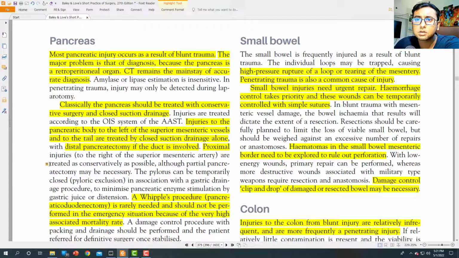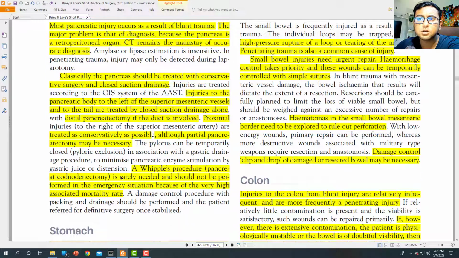Proximal injuries are treated conservatively. Partial pancreatectomy may be necessary. A Whipple's procedure, that is pancreaticoduodenectomy, is rarely needed and should not be performed in an emergency situation because of the high associated mortality rate. So Whipple's procedure is not done in the emergency situation. It will increase the mortality rate.